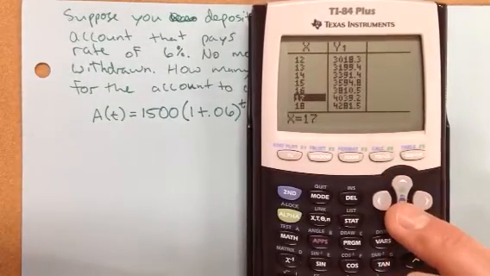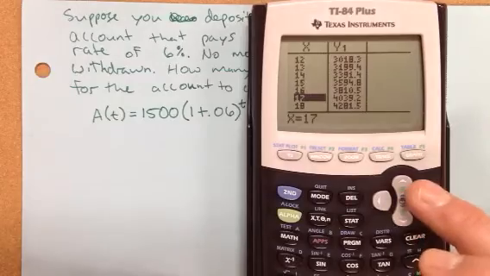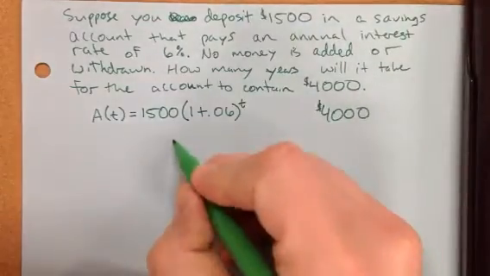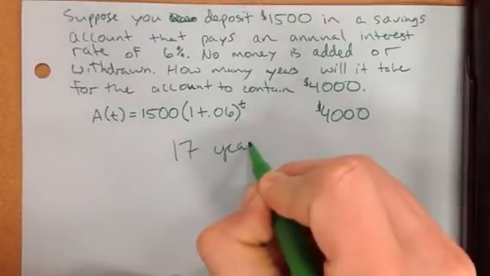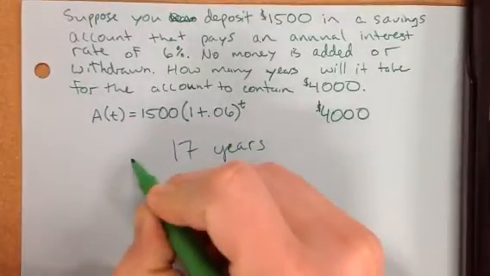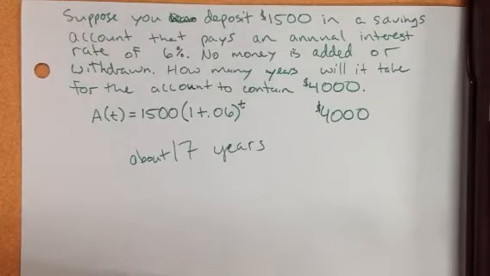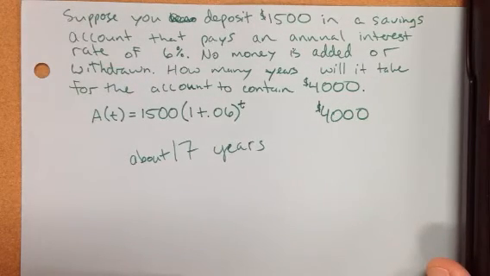All right, so at 17 years, I have surpassed that $4,000 mark. So in about 17 years, I'll be hitting that $4,000. That's about how long it's going to take for me to grow. Now, later on, when we start learning more about logs, we're going to learn fancy ways of solving this rather than just using your calculator. But that's pretty darn cool if you ask me.